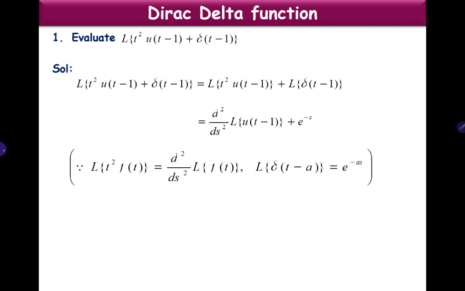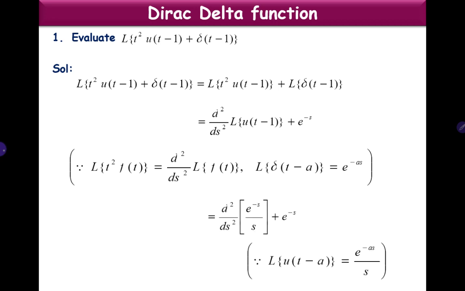So now coming to the first term, L of t square into u of t minus 1 is d square by ds square of L of u of t minus 1. What is L of u of t minus 1? Laplace transform of unit step function. If you remember, we derived the Laplace transform of unit step function as e power minus as by s. So L of u of t minus 1 is e power minus s by s.